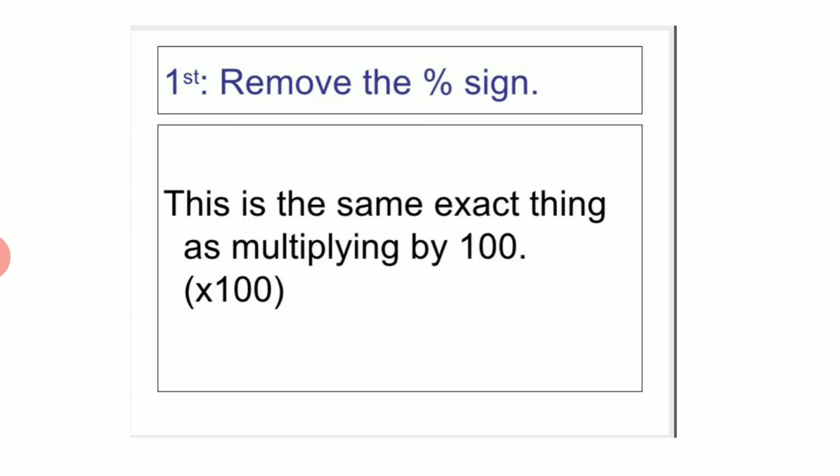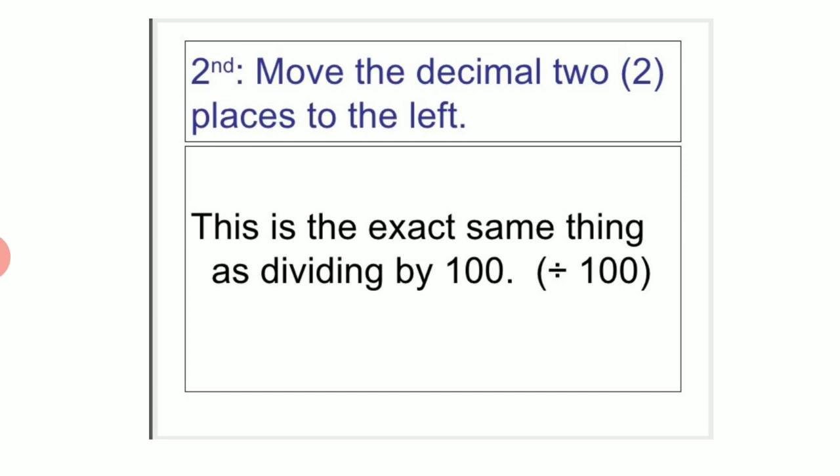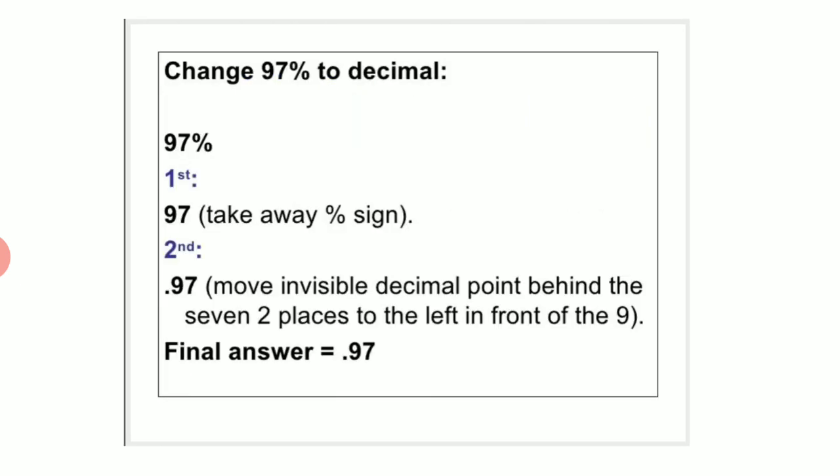This is the same exact thing as multiplying by 100. And the second step is to move the decimal point two places to the left. This is exactly the same as dividing by 100. Suppose we take the number 97% and we need to convert it into decimal. The first step is to remove the percentage sign.